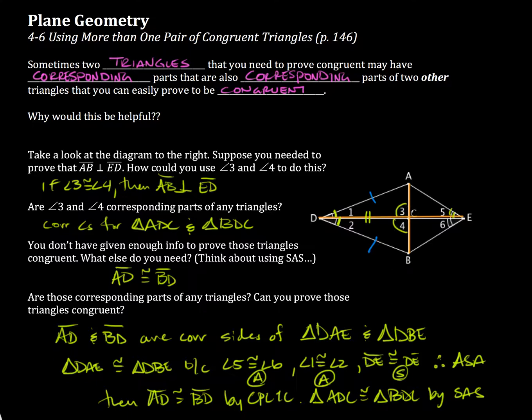So maybe I'll use the right angle symbol to mark that, right? This would be congruent to this, and they're both right angles, which would mean AB is perpendicular to ED. That's a pretty involved proof. There's a lot of steps to that proof, but you can see how this idea of using more than one pair of congruent triangles could lead us to a point where we're trying to get to.